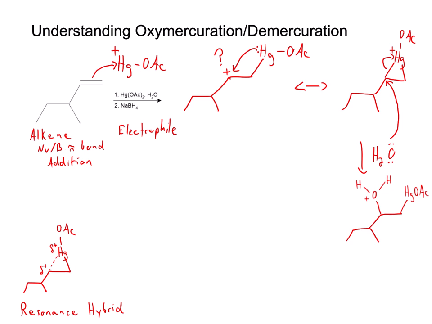Of course, this generates another intermediate where we have a formal charge on the oxygen, so we're going to have another deprotonation step, just like in acid-catalyzed hydration. The most likely species to deprotonate this OH2 is actually the other OAc negative group that we had get kicked off when we created the HgOAc+.